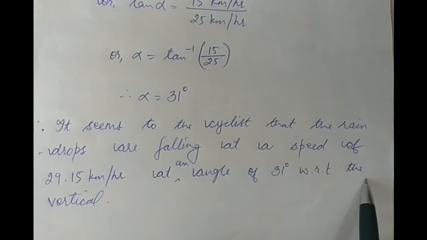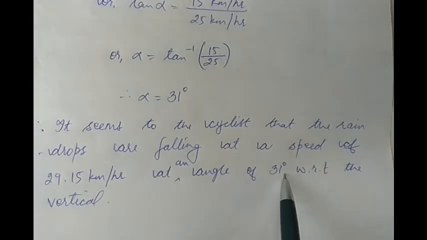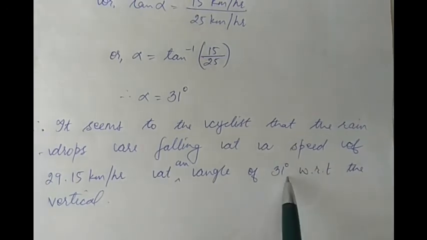You have to mention this. You cannot put a full stop over here, at an angle of 31 degrees, full stop. No. Because you have to tell 31 degrees, this angle is with respect to what? You have to mention that.